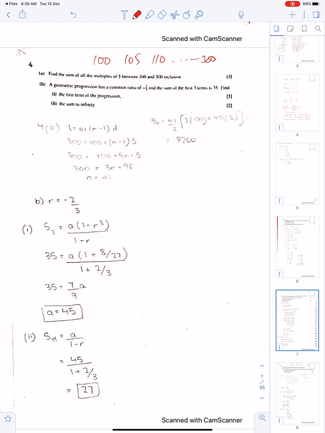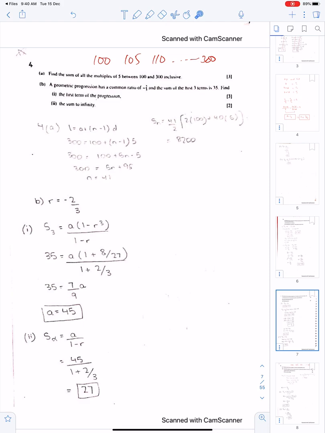So first we need to work for n. I mean, how many terms are there from 100 to 300 inclusive? So there are 41 terms. By using this formula L equals a plus (n minus 1) d, we can get the number of terms of this sequence. There are 41 terms, so we need S41. So by using this formula n upon 2 (2a plus (n minus 1) times d), we can get the answer. We could also use the formula n upon 2 (a plus l), because we have the first term and the last term. So you have option, you can use any formula.